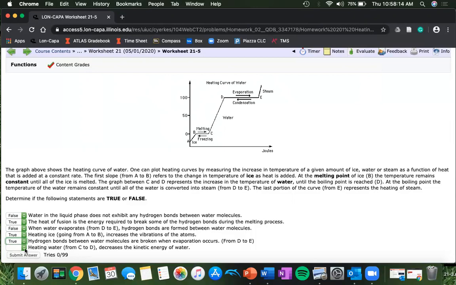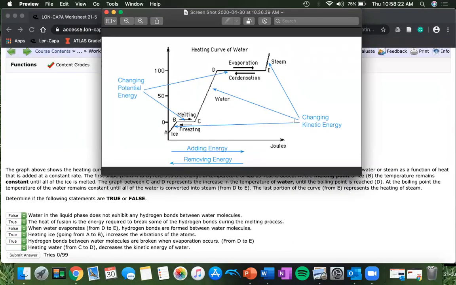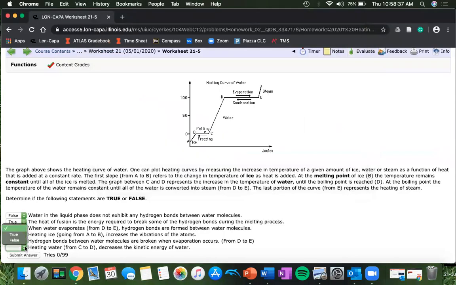For the sixth and final statement, it says that heating water, so going from C to D, decreases the kinetic energy of water. If we look here, this is a changing kinetic energy process. However, we're moving from left to right, so we're adding energy in that process. So heating water from point C to D is increasing the kinetic energy of water. So this last one is going to be false.